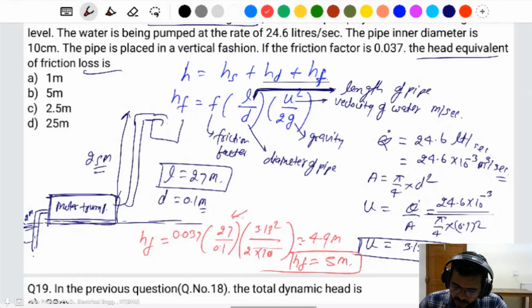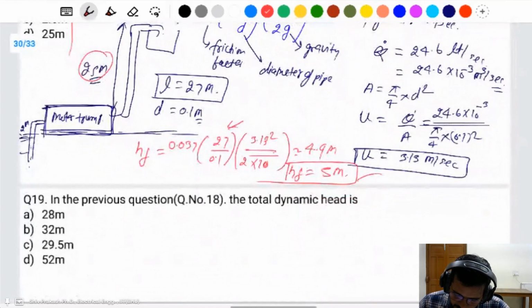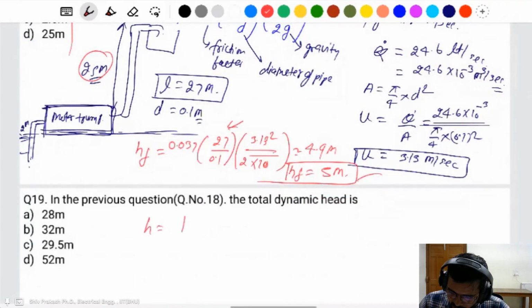If you take the length as 25 only, then there is no matching option in the question. In the previous question, the total dynamic head is HS plus HD plus HF. HS is 2 meter, HD is 25 meter, plus HF is 5 meter, which will be 32 meter.